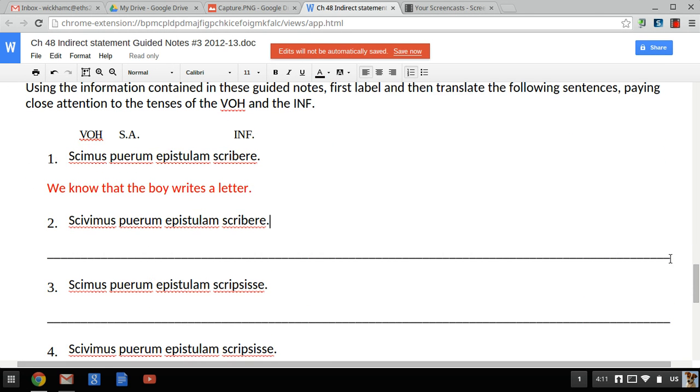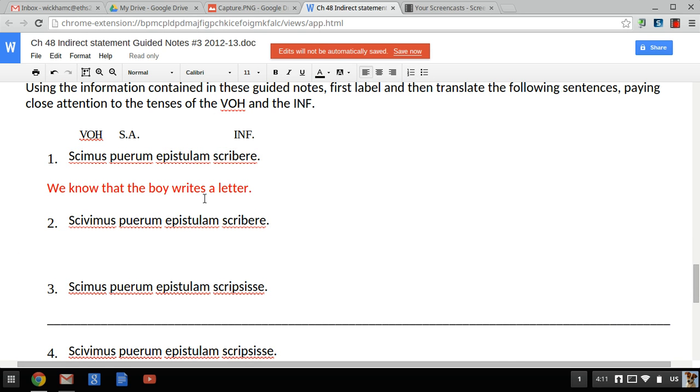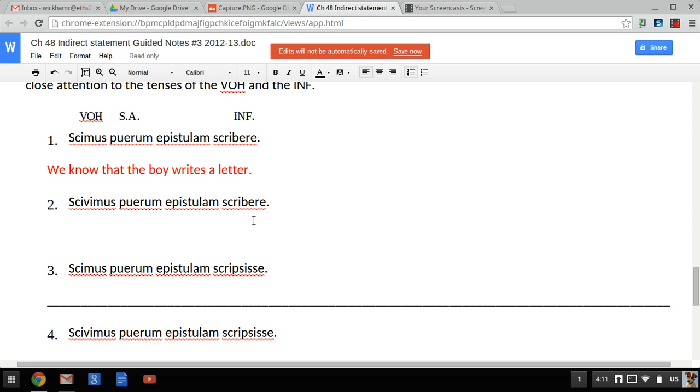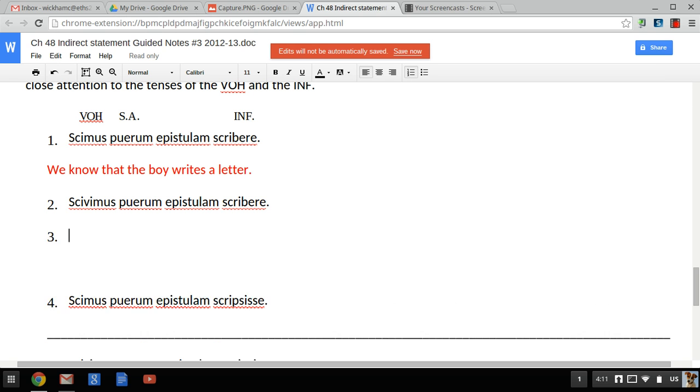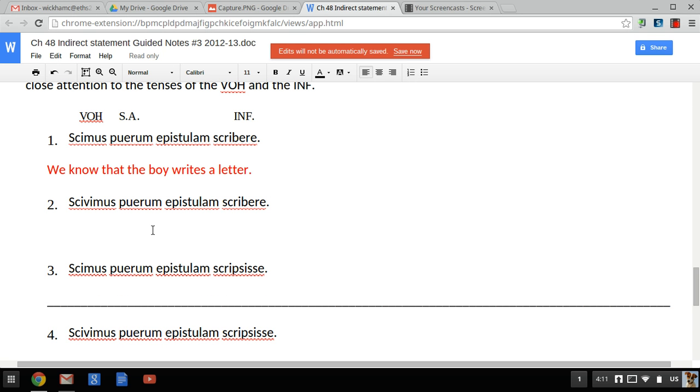All right. Now we have a new sentence, but it's really the same sentence in different tenses, right? So we can still identify scivimus as our verb of the head, puerum as our subject accusative, and scribere as our infinitive. Please label them just so that I know that you know what we're talking about. I'm not going to label them here in the interest of time. But what tense then is scivimus? Hopefully you said that it's perfect tense. And then we translate it, we knew that the boy.